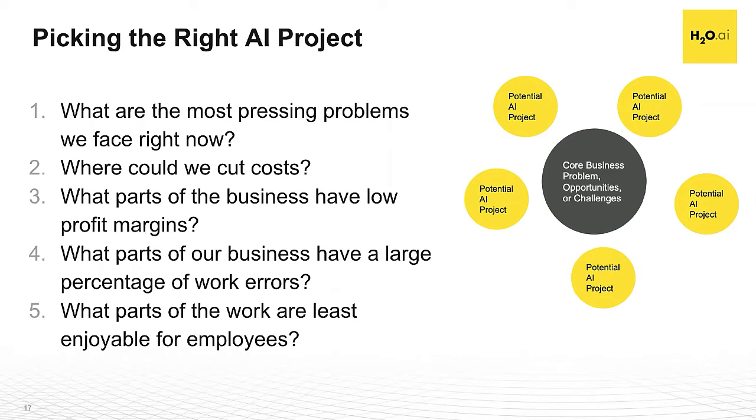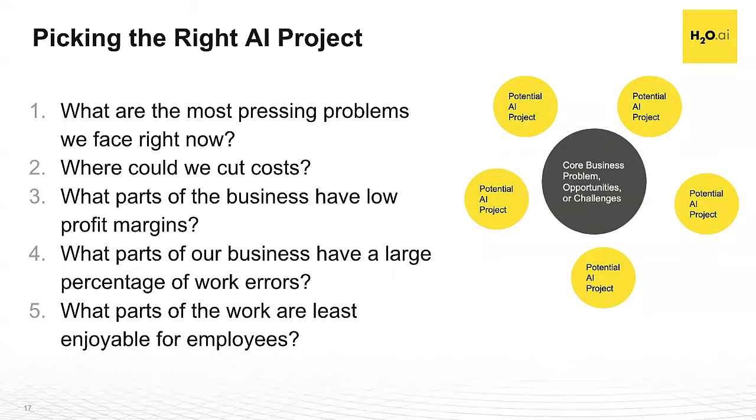So the first one is, what are our most pressing problems? What are the most pressing problems that we're facing right now? AI is a business tool, simply, and it's another tool in your arsenal. It can help make your organization more efficient or effective or profitable or streamlined. So if you can start to list those questions and then prioritize them, then that may help you pick the right AI project.